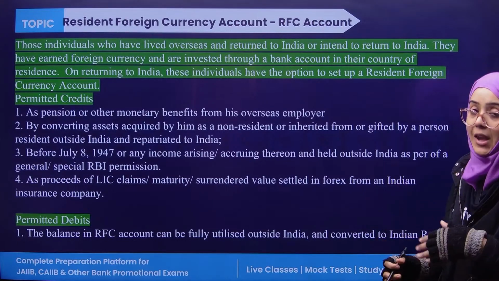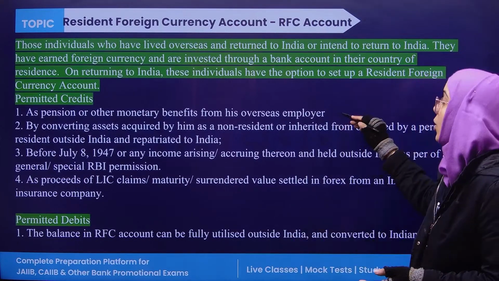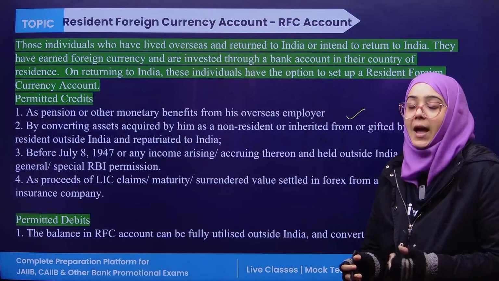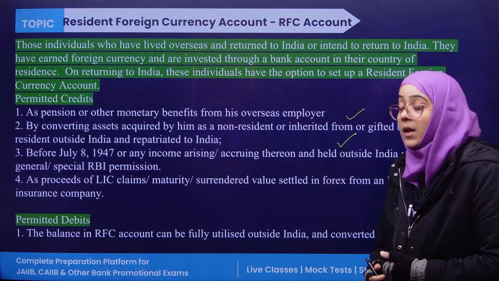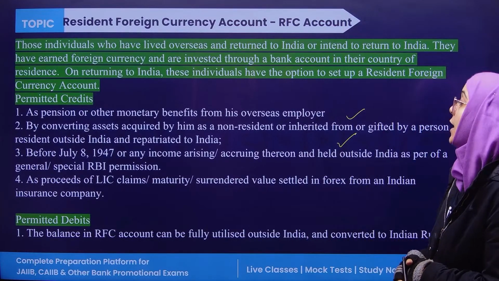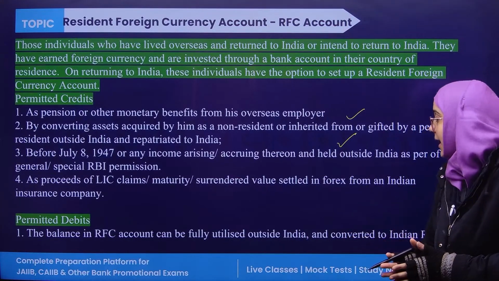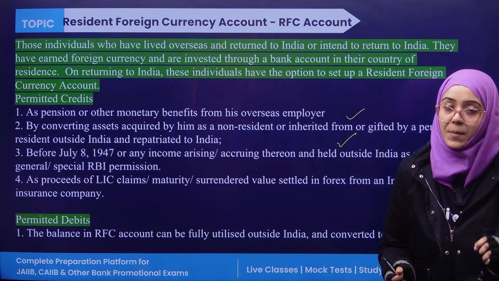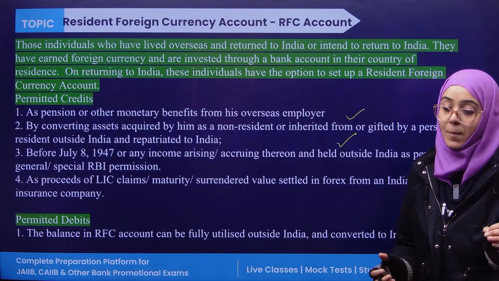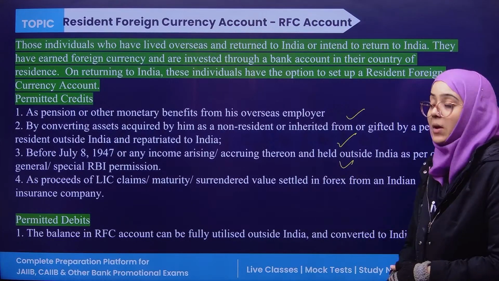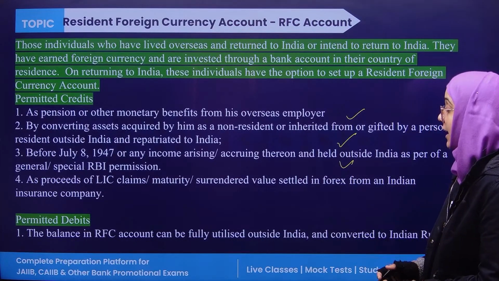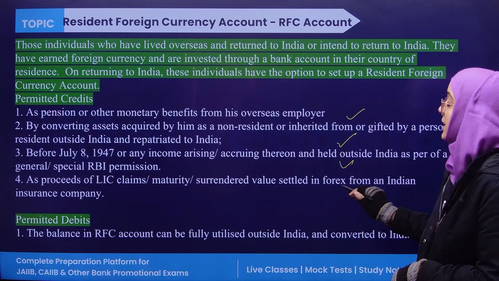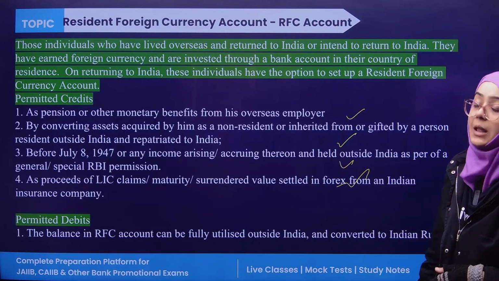First, you can receive any pension or monetary benefit from your employer outside India. If you have converted any of your assets into cash, you can bring that proceeds to India. Before July 8, 1947, if you have any income arising and held outside India, now this needs RBI's special permission. By RBI's special permission, you can remit this income also to India. Proceeds of LIC claim maturity or surrendered value can be credited in this account. Now, what are the permitted debits?